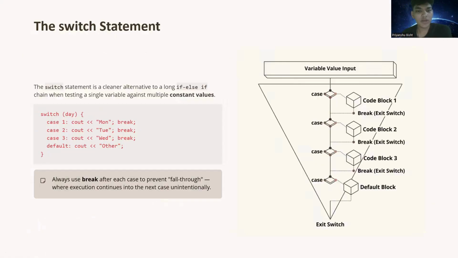Next is the switch statement. It is also another way of decision making. It is mainly used when we compare one variable with multiple fixed values. For example, here we check the value of day and print the corresponding day name, like Monday, Tuesday, Wednesday. Also, we use break after each case to stop execution. If we don't use break, it may execute the next case also, which is called fall through.